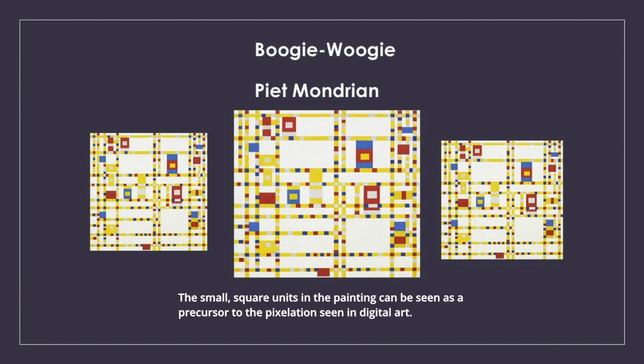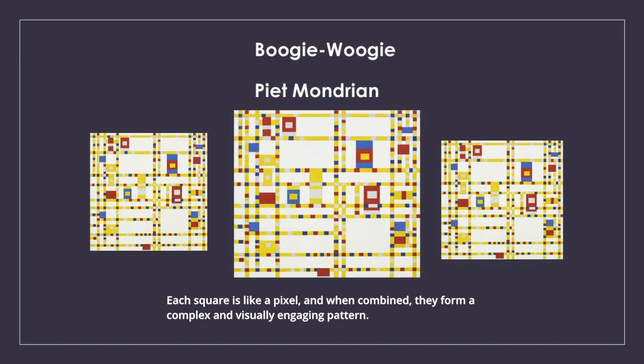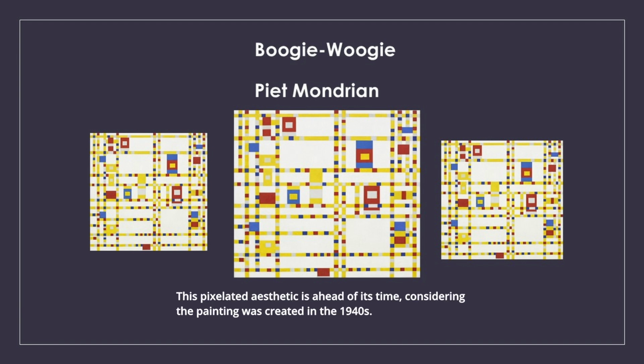The small, square units in the painting can be seen as a precursor to the pixelation seen in digital art. Each square is like a pixel, and when combined, they form a complex and visually engaging pattern. This pixelated aesthetic is ahead of its time, considering the painting was created in the 1940s.